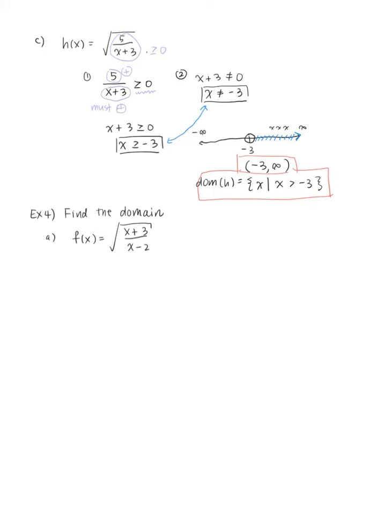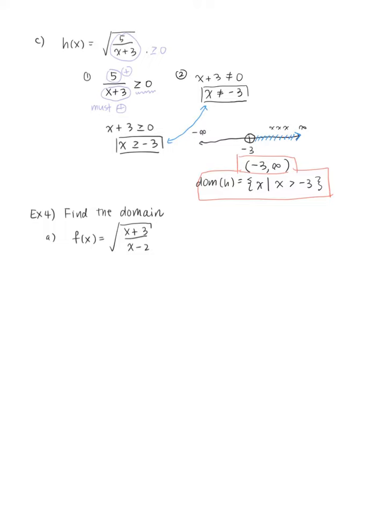Example 4, find the domain of f of x equals square root of (x plus 3) over (x minus 2). Now, what's the difference between example 3 and example 4? Well, we've got variables in the numerator and also in the denominator for this one, whereas for the previous one, we only saw the variable in the denominator. So that's the big difference between these two.